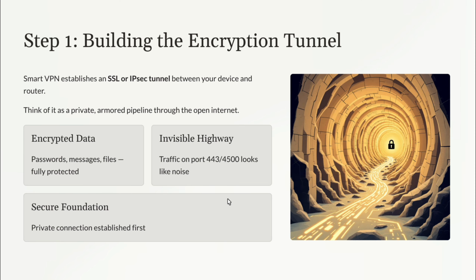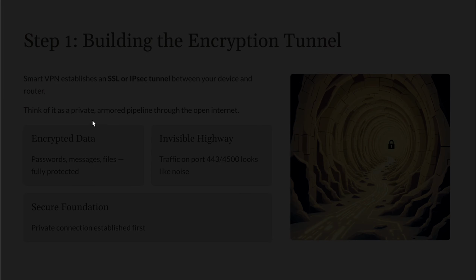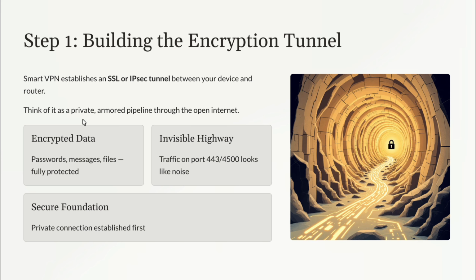First, building the encryption tunnel. It all begins with encryption. Smart VPN establishes an SSL or IPsec tunnel between your device and the router. Think of it as laying down a private, armored pipeline through the open internet. Everything flowing inside the tunnel, your passwords, your messages, your data, is fully encrypted.